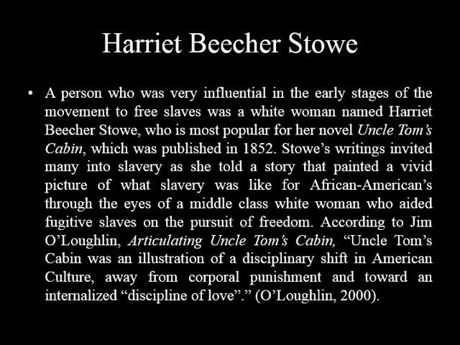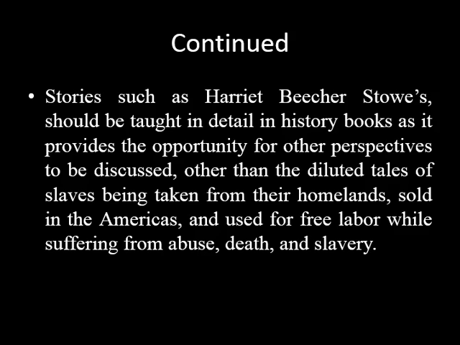freedom. According to Jim Olulin, in "Articulating Uncle Tom's Cabin," Uncle Tom's Cabin was an illustration of a disciplinary shift in American culture, away from corporal punishment and toward an internalized discipline of love (Olulin, 2000). Stories such as Harriet Beecher Stowe's should be taught in detail in history books, as it provides the opportunity for other perspectives to be discussed, other than the diluted tales of slaves being taken from their homelands, sold in the Americas, and used for free labor while suffering from abuse, death, and slavery.